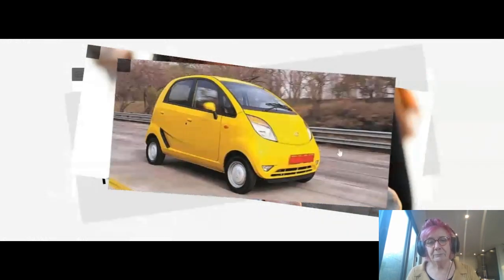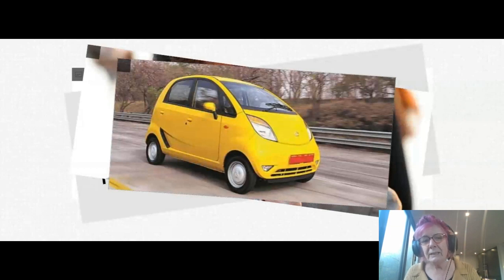Customers didn't want it. This lovely little yellow car is a Toyota Nano. This came out a few years ago. Tiny little car aimed at city dwellers.